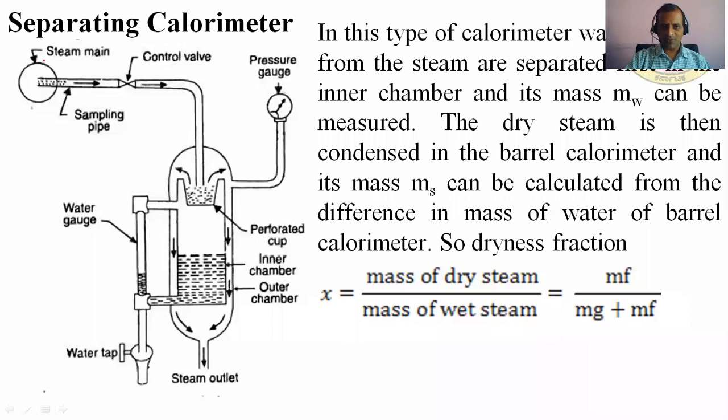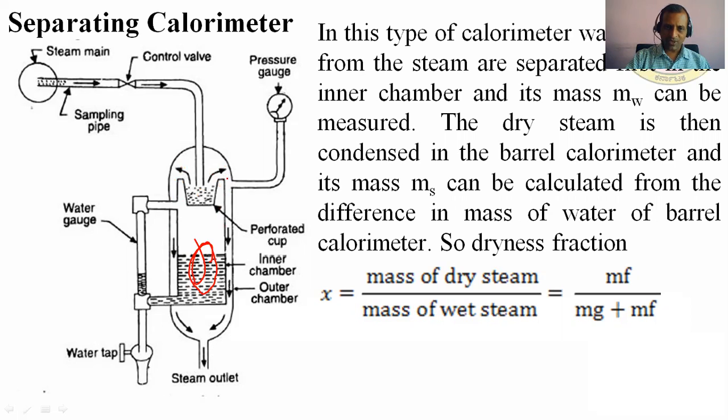Again, the steam should come from the pipe here. This is a sampling pipe. Again, there is a control valve to control the known quantity of steam that should enter here. This is called the perforated cup. Below this perforated cup, there is again a barrel calorimeter. This is a perforated cup with this external chamber. This is the external chamber and this is the internal chamber. Or we can say this is the outer chamber and this is the inner chamber.